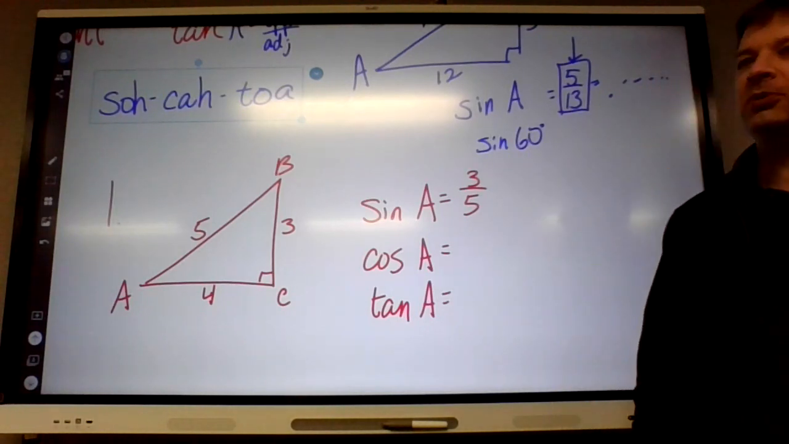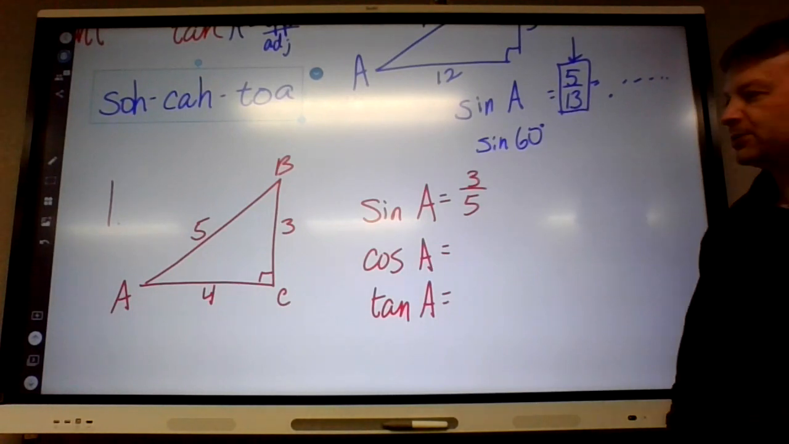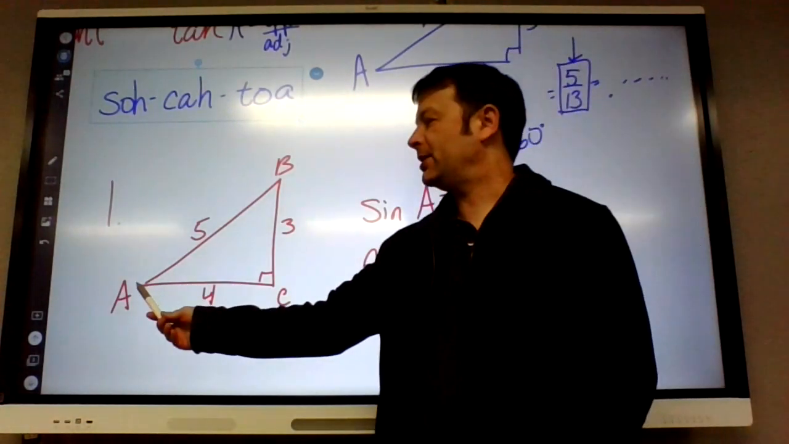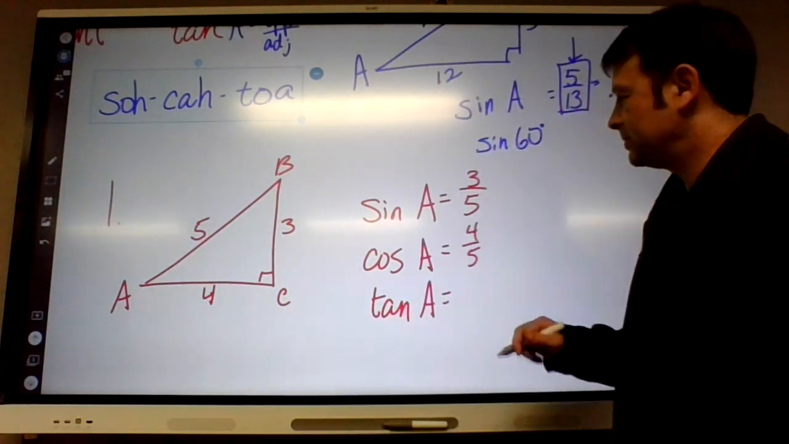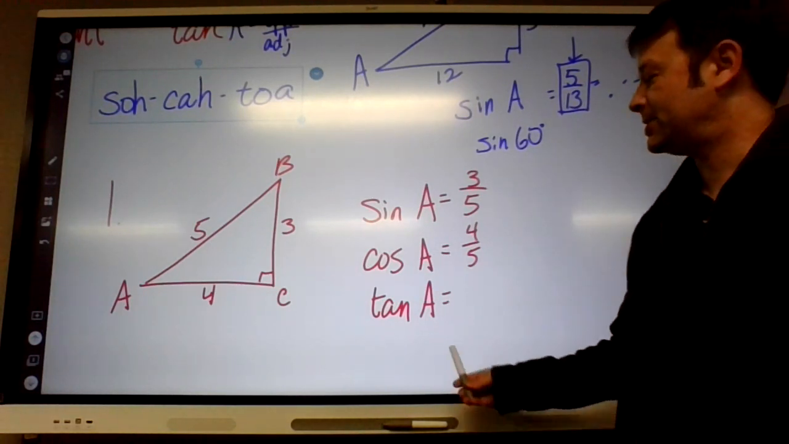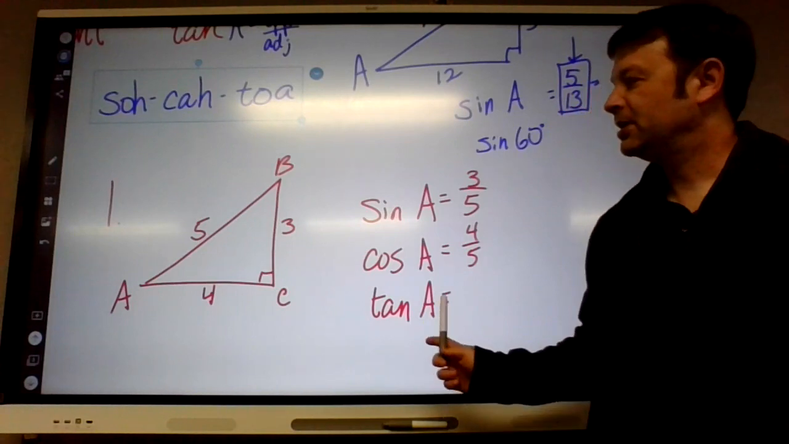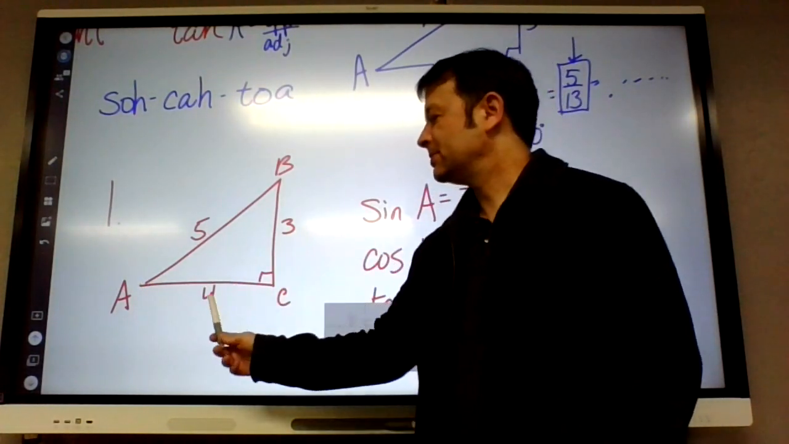Cosine of A, what's cosine supposed to tell us? The adjacent over the hypotenuse. Right, so what's adjacent to angle A? 4. What's the hypotenuse? 5. Okay, after this we're going to go around, so get ready. Tangent of A, what's tangent supposed to tell us? Opposite over adjacent. What's opposite of angle A? 3. What's adjacent? 4.